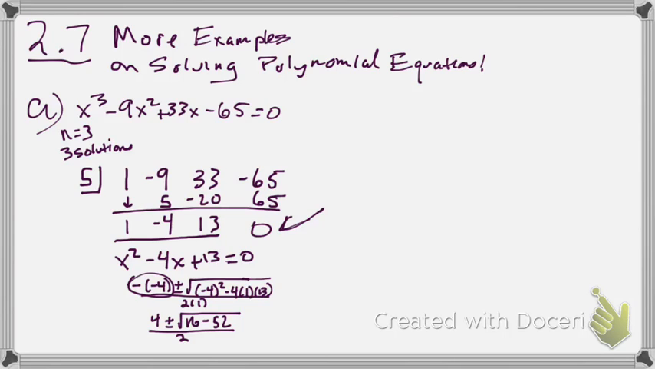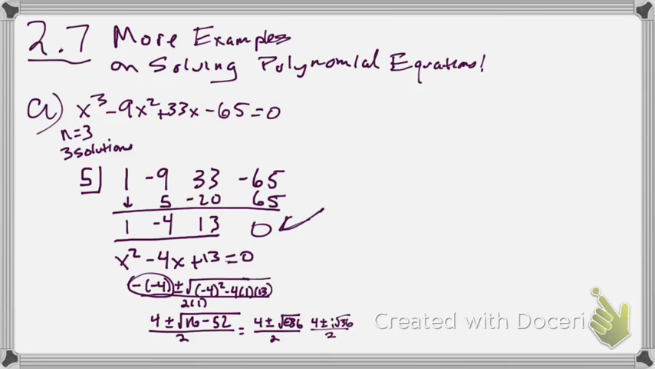16 minus 52, that's going to be, what, negative 42, 36. I think that's negative 36. So I have 4 plus or minus the square root of negative 36, all of that over 2. Now, I have a square root of a negative. I'm going to poke an i out. So it's 4 plus or minus i square root 36 over 2.